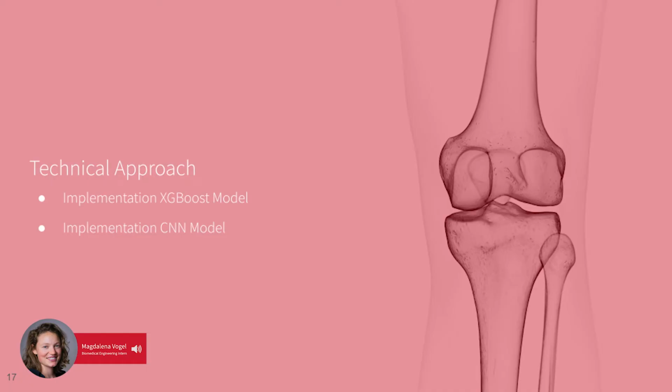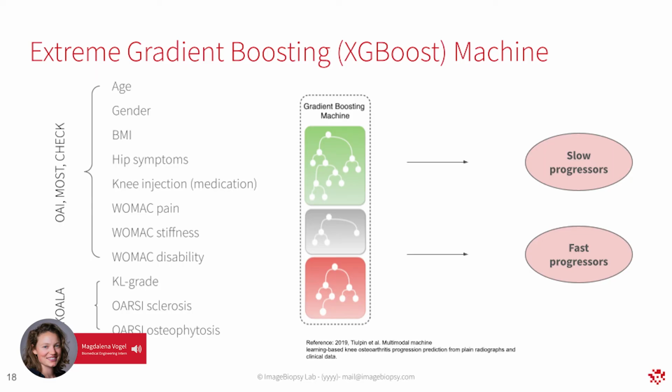So now the implementation of my models. First, I implemented an XGBoost model to train only with the numeric data. And after that, we wanted to include the image as an input in the convolutional neural network model. So first, the extreme gradient boosting machine, this is the XGBoost model.